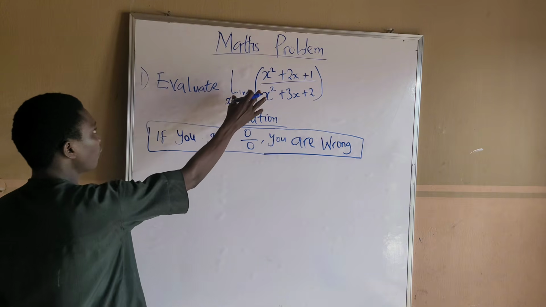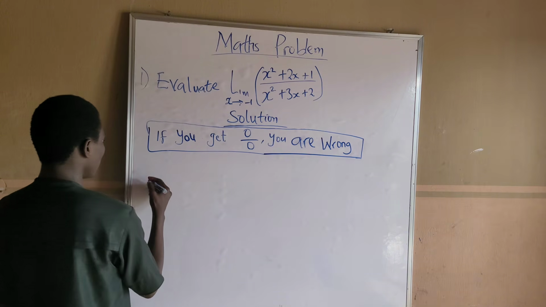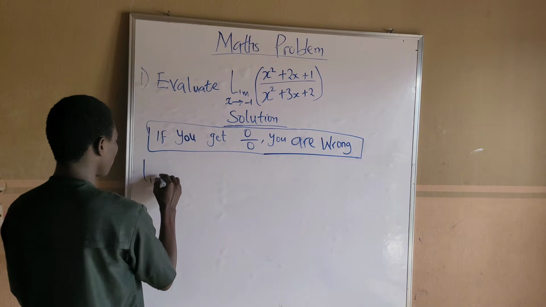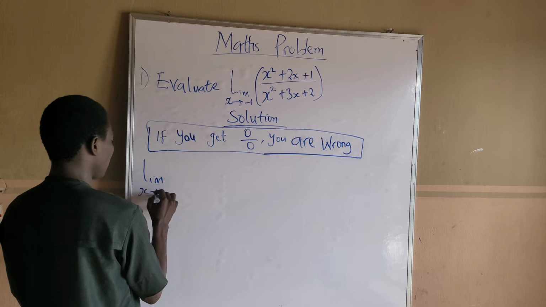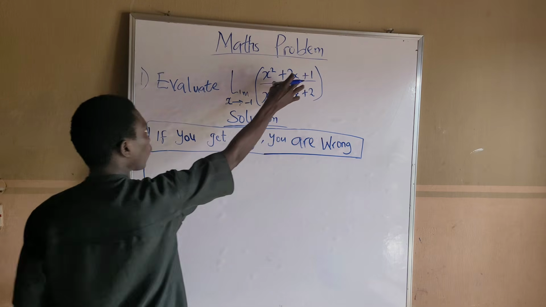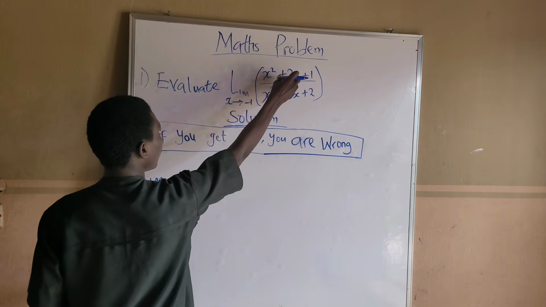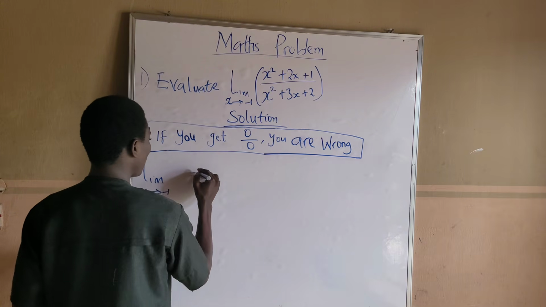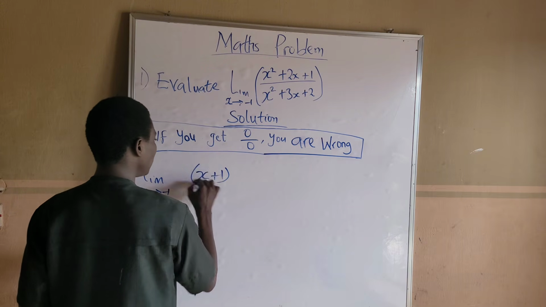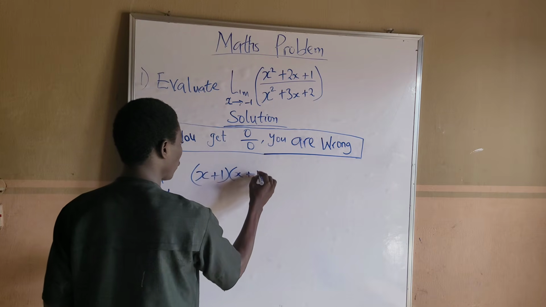Now, you are given this problem. Let's rewrite this by saying limit x tends to -1. Now, we can break this one down, the numerator and the denominator here. We can break the numerator down to be (x plus 1)(x plus 1).